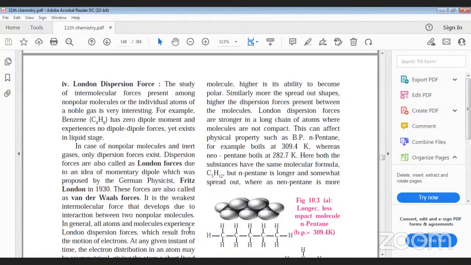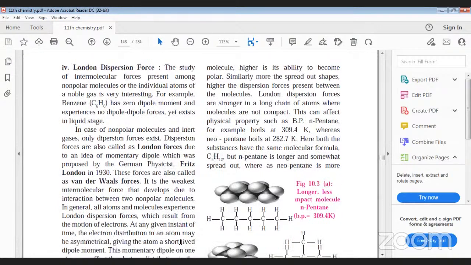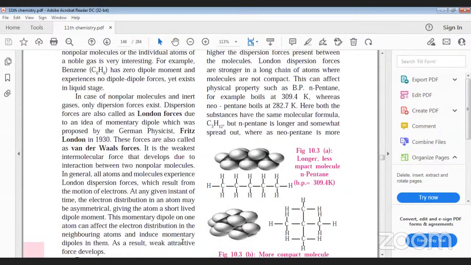These forces are also called van der Waals forces. And what are van der Waals forces? They are the weakest forces present between non-polar molecules. We have also seen that when two non-polar molecules approach each other, due to the difference in electronegativity, a momentary dipole is generated.